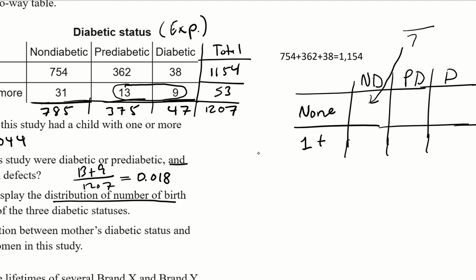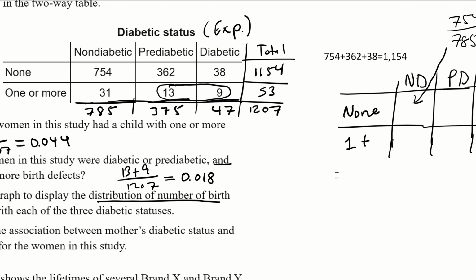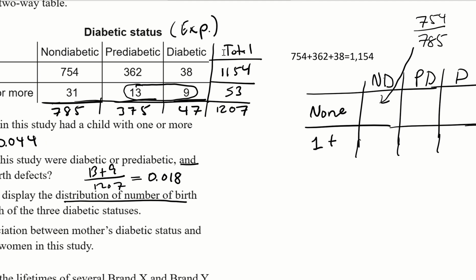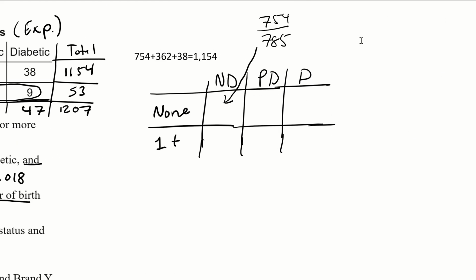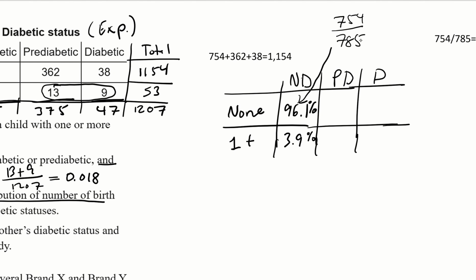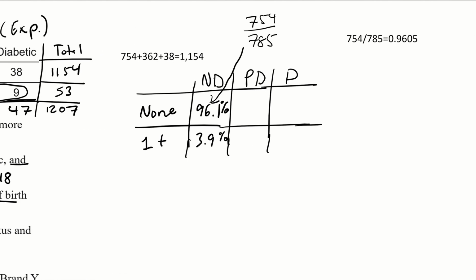So out of the non-diabetics, it appears that 754 had no defects, right? No defects reported. Okay, so let's see what that is as a percent. So 754 divided by 785, so that's 96.1%. So we're just going to round it. Okay, and then this one's going to be 3.9% for that.